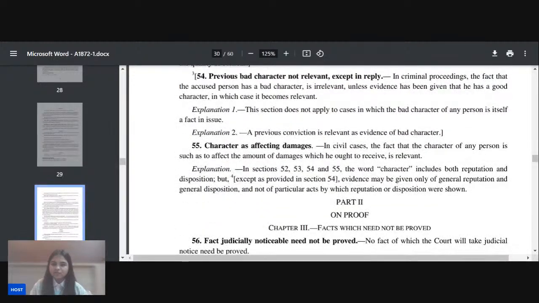So in civil cases, if the character of any person is such as to affect the amount of damages which he seeks to receive, then it will be relevant. And then there is an explanation also attached. And if I talk about criminal proceedings, in criminal cases, previous good character is relevant. Bad character is not relevant, but good character they consider under section 53, right? So this is regarding that.